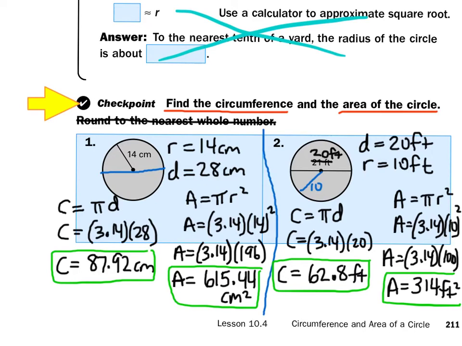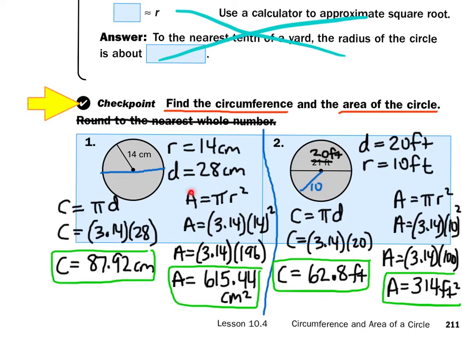And so now I'm going to write the formula. For circumference, I use pi times diameter. So I put 3.14 in for pi and the 28 in for the diameter. And when I multiply those, I would get 87.92 centimeters. Remember, circumference is just plain old units.